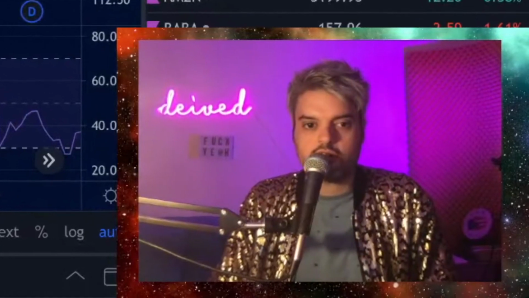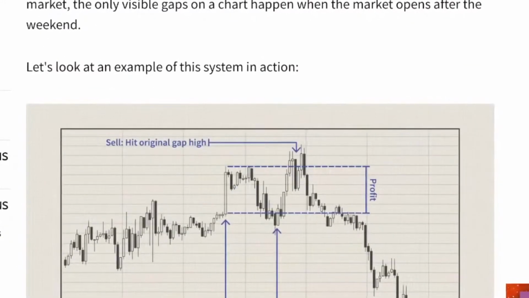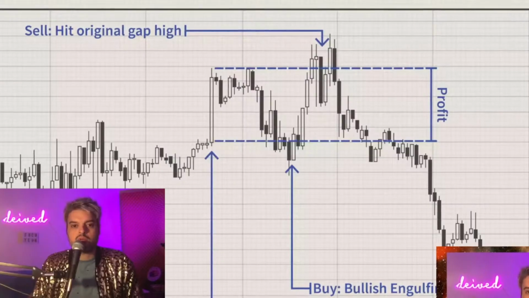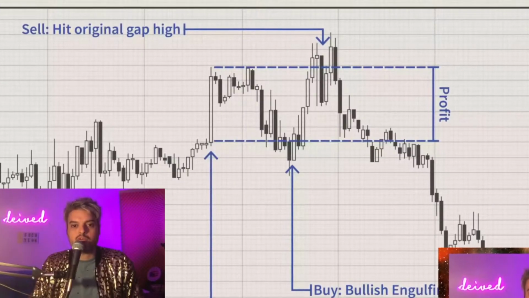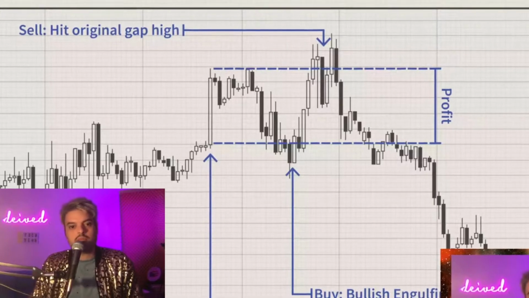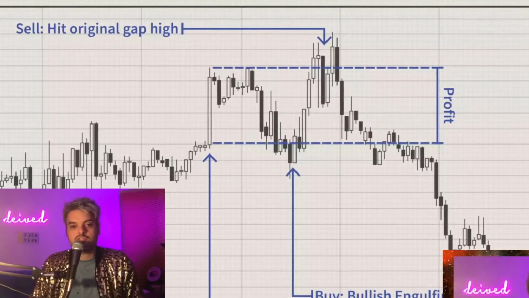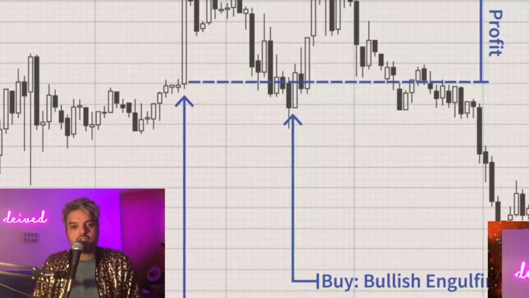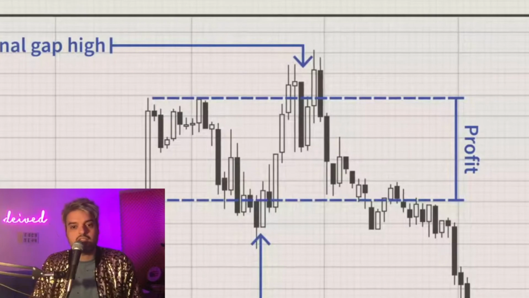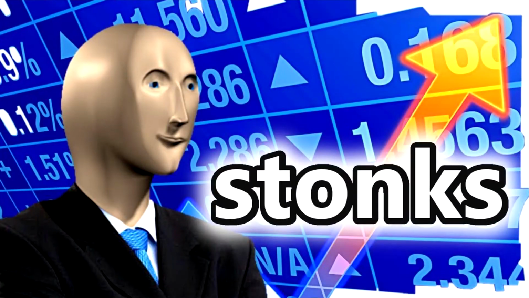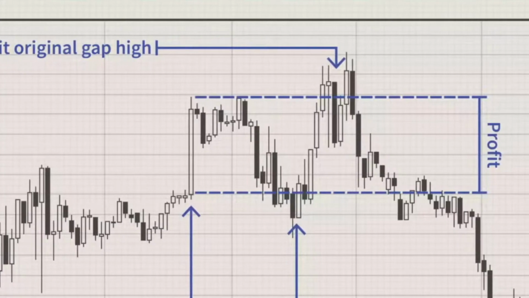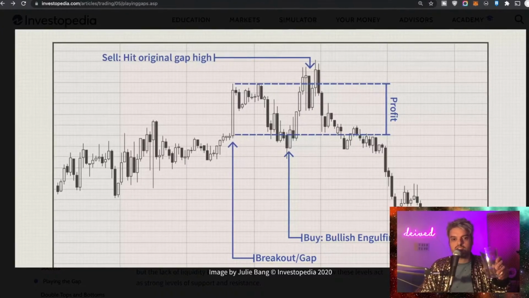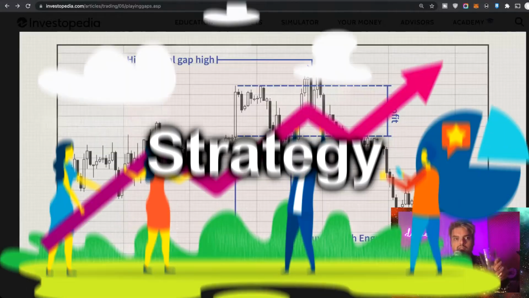Let's continue with this article and let's look at an example of this system in action. So you can see that it left the gap behind, created a resistance level, pulled back down to the previous broken resistance, which is where it left the gap, created a support, bullish engulfing. That bullish engulfing basically indicates that you gotta buy and take some profit at the previous high, which is gonna be the resistance level. If you do support and resistance, you will understand this part of the strategy.